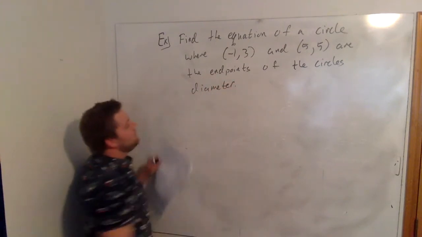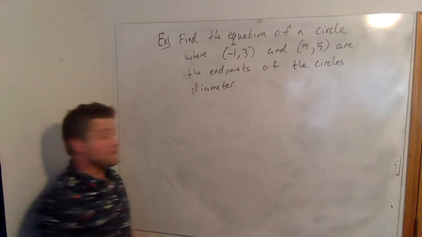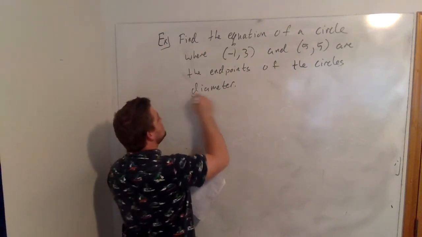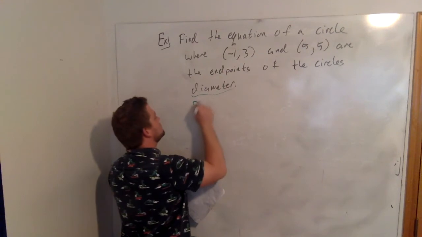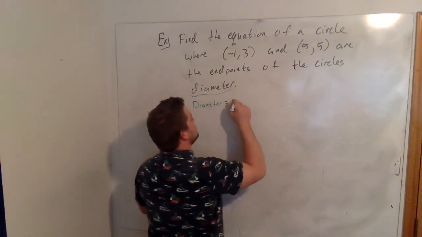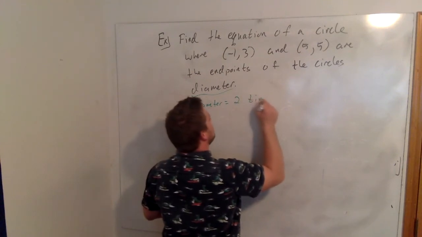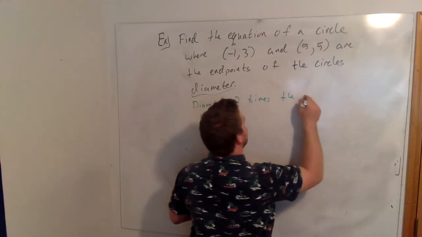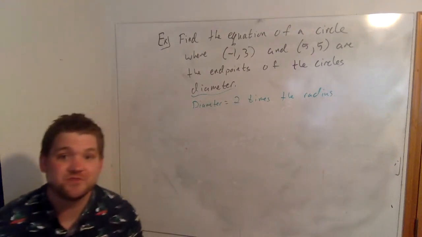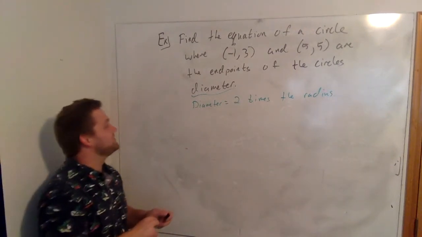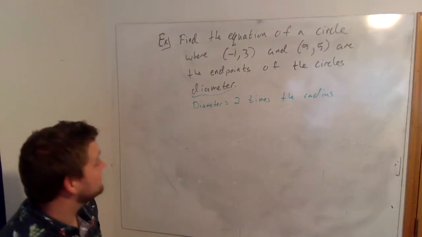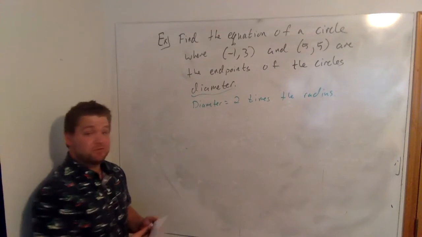If you don't know what a diameter is, the diameter is twice the radius. So let's say here, diameter is equal to 2 times the radius. Okay, maybe go ahead and pause the video and see if you can do this problem on your own. Okay, let's do it. For this problem, it might be helpful to draw a picture.